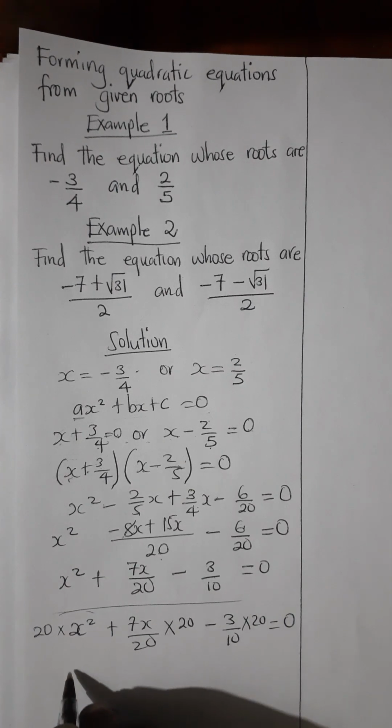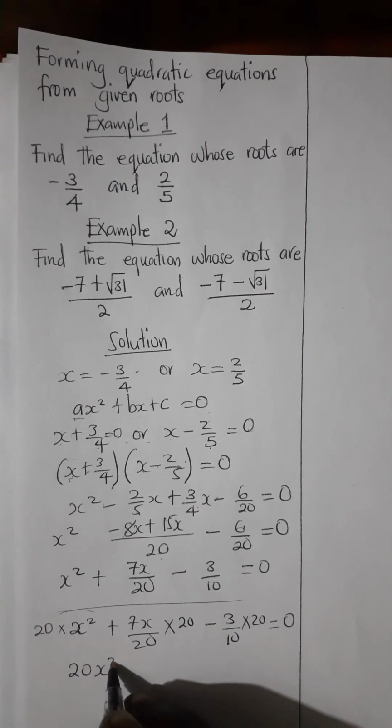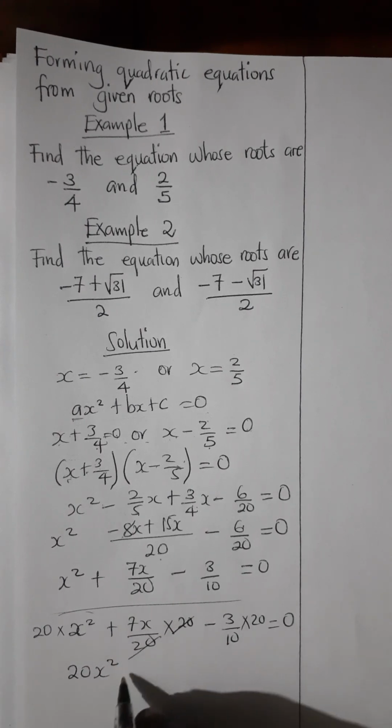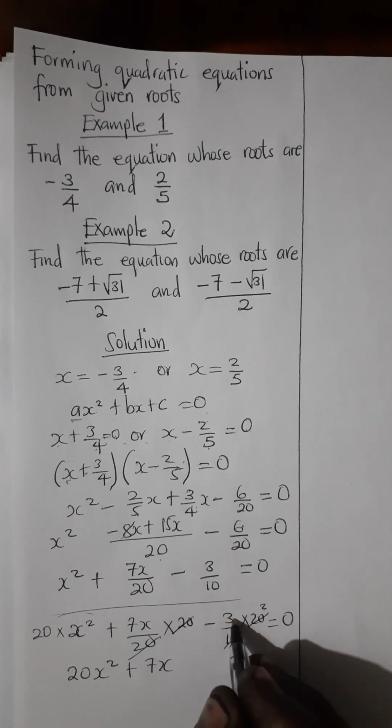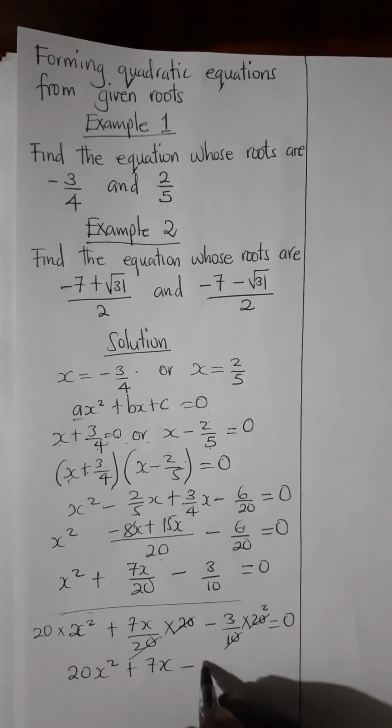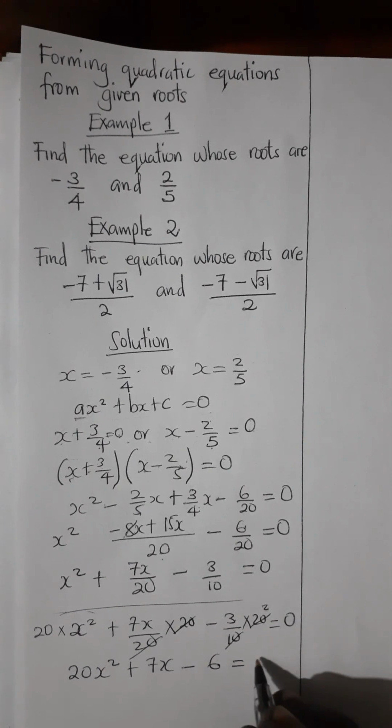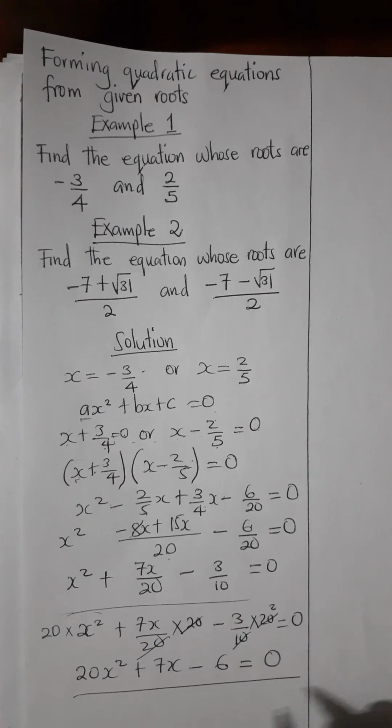So here is 20x squared. Here this cancels this, plus 7x, and 20 into 10 is 2, and 3 times 2 is minus 6, which is equal to 0. So this equation is in the form of whole numbers. Now this is method number 1. Let's go to method number 2.